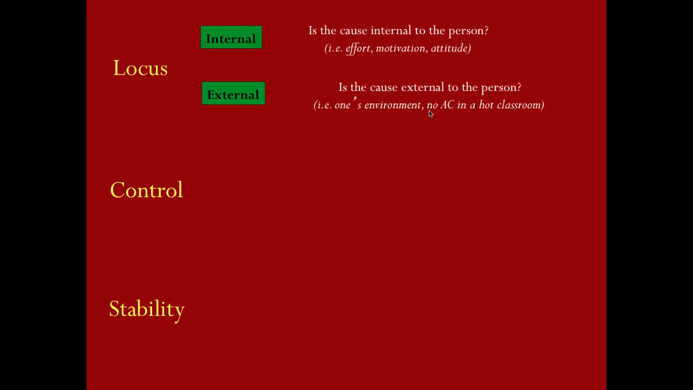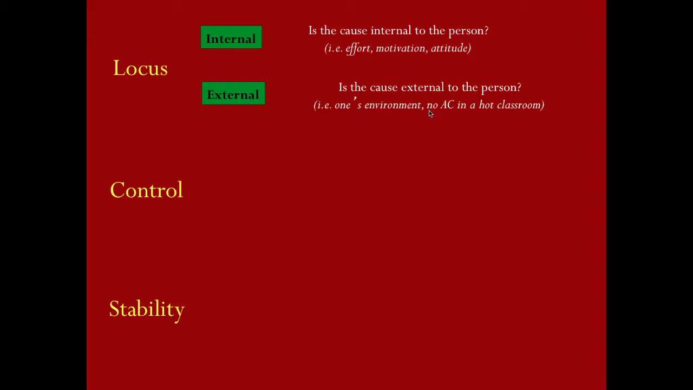When considering locus, we can see the cause of our successes or failures as either internal or external. The cause is either inside the person or is in the external environment, external to the person. Examples of these would be, if the locus were internal, we would see it as things like effort or motivation, attitude or personality or ability. If the locus were external, we would see it as one's environment, such as no air conditioning in a hot classroom, or as the actions of another person.